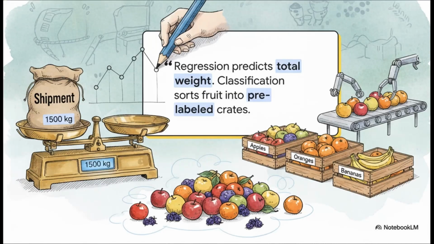Okay, this simple analogy is just perfect for bringing it all together. Imagine you get a big fruit shipment. Regression is what predicts its total weight. Classification is what sorts the fruit into the pre-labeled apple and orange crates, and clustering, that's what you use when you have a pile of mystery fruit, and you need to group them by similarity, like texture and size, to discover what types of fruit you actually have.